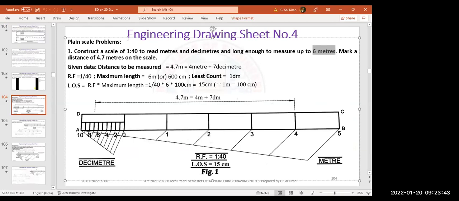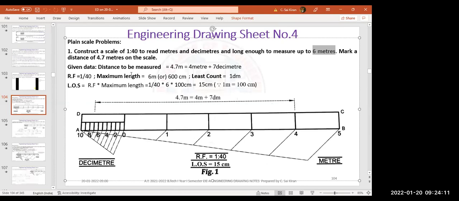So we need to know the RF value. What is meant by RF value? In this problem, they directly mentioned the RF value as 1:40. And you have to calculate the distance to measure. The distance to measure is 4.7 meters. You have to divide again: 4 meters plus 7 decimeters. So in our scale, the main unit is meters and the subunit is decimeter.